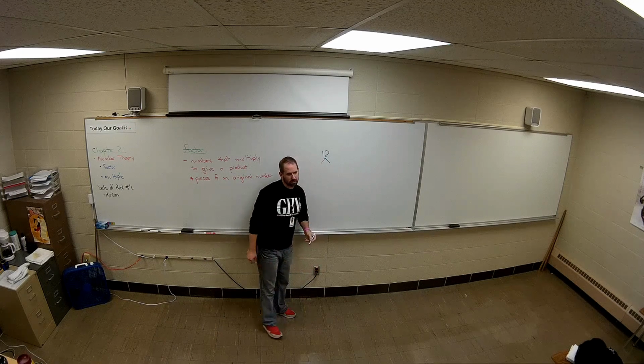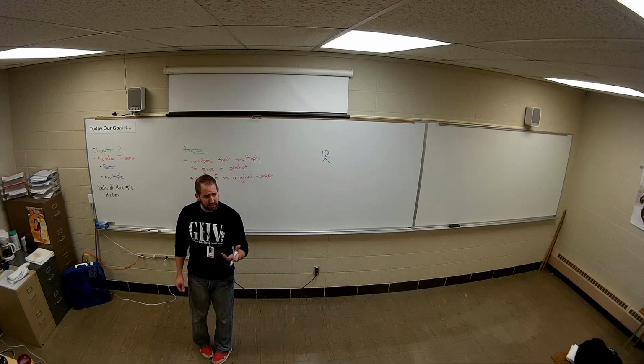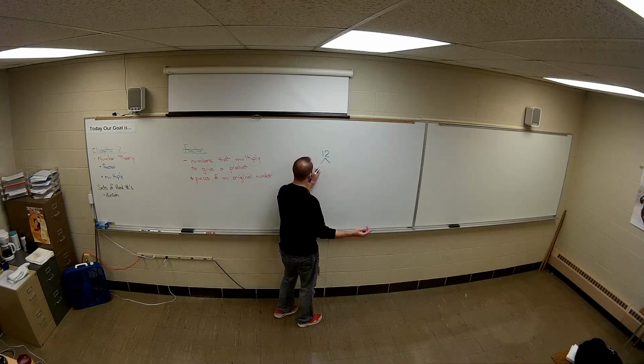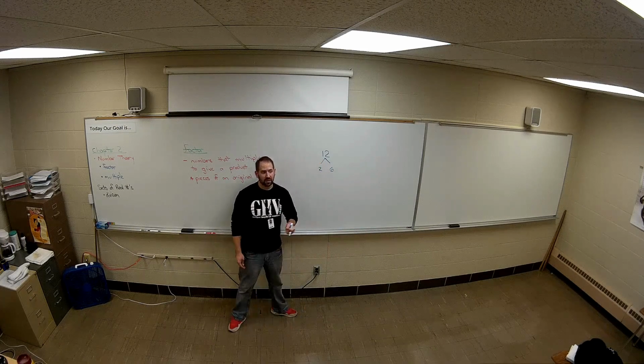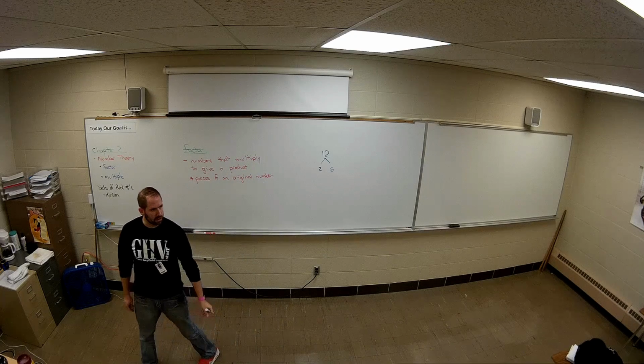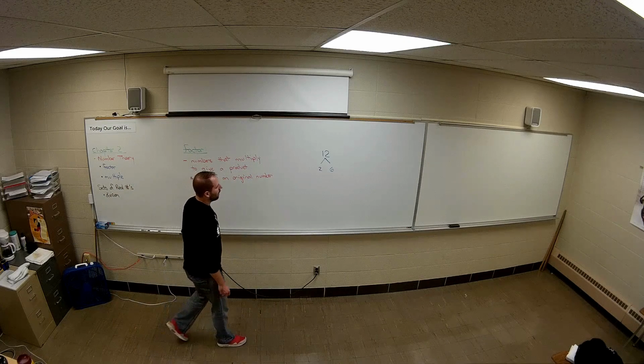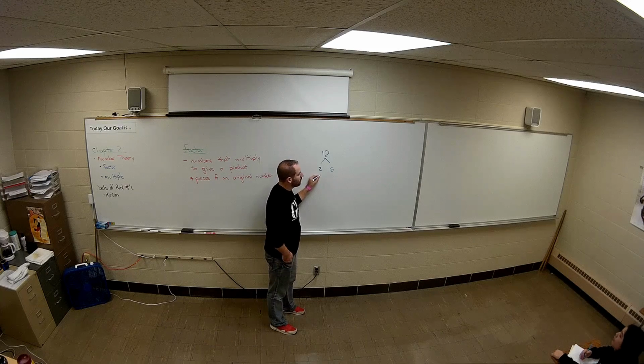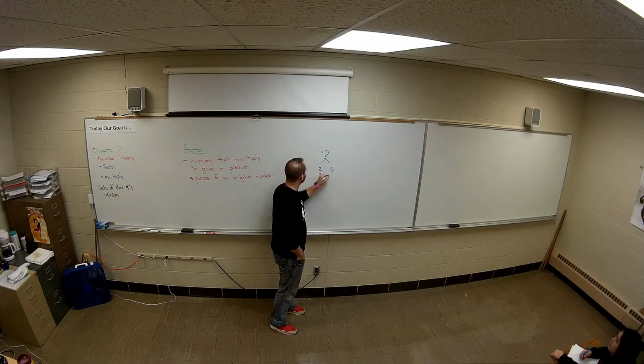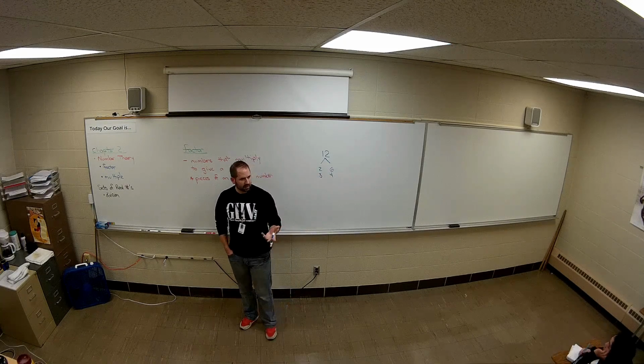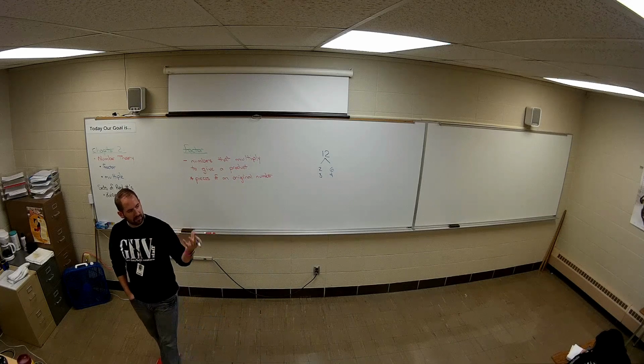Let's start with the first couple numbers. What do you think? 6 times 2. Okay, that's good. Those are factors of 12. What's another pair? 4 and 3. 3 and 4. Doesn't matter how you write it. Those are factors. They're numbers that multiply to give you 12.